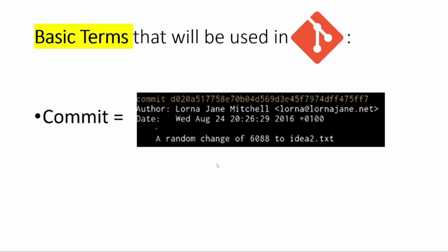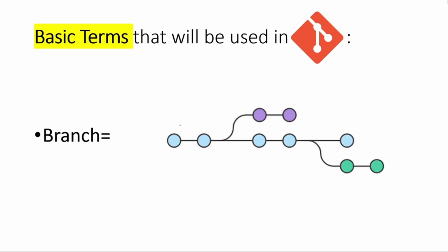Commit. So commit is basically a message that we give in Git whenever we make and save changes. A commit also stores the date and time at which we made the changes to the file or the code. Okay. Now after commit we have branch. Branch, like I told you in the previous video, is a separate line of development like here and here.